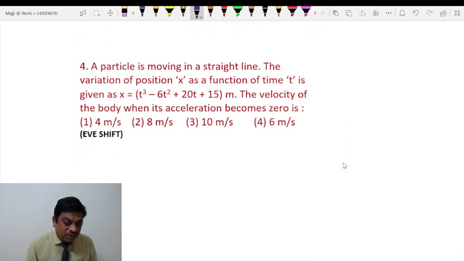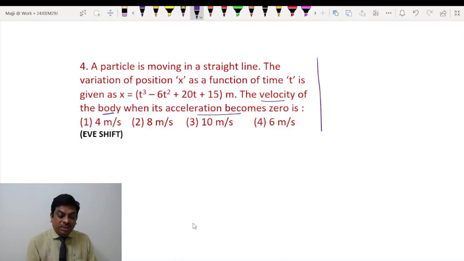Moving on to the next question. A particle is moving in a straight line. The variation of position x as a function of time t is given. We have to find the velocity of the body at the instant when its acceleration is 0. So that means we should have the expressions for both velocity as well as acceleration.